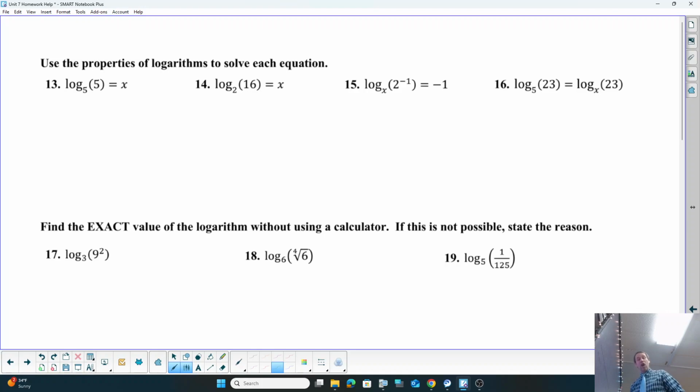So we can rewrite logarithms as well. We can rewrite logarithms. So you start with a base.